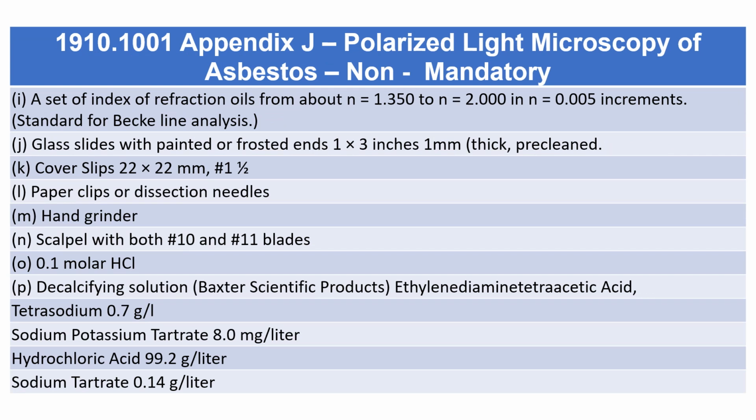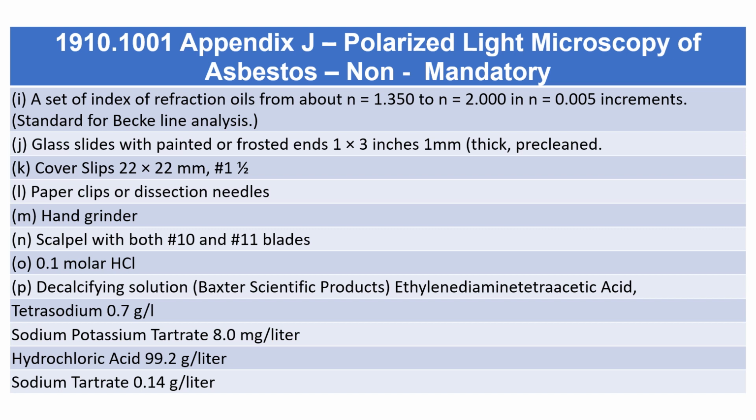I. A set of index of refraction oils from about n equals 1.350 to n equals 2.000 in n equals 0.005 increments. Standard for Becke line analysis. J. Glass slides with painted or frosted ends, 1 by 3 inches, 1 mm thick, pre-cleaned. K. Cover slips 22 by 22 mm, number 1 1/2. L. Paper clips or dissection needles. M. Hand grinder. N. Scalpel with both number 10 and number 11 blades. O. 0.1 molar HCl.